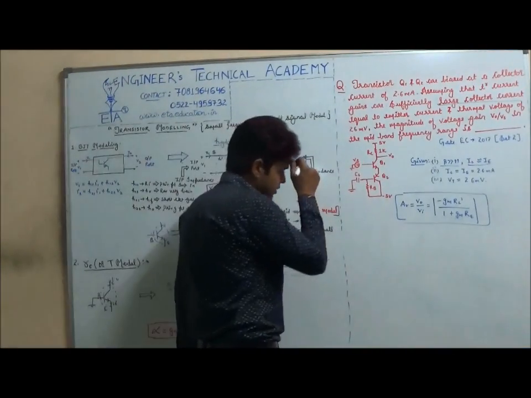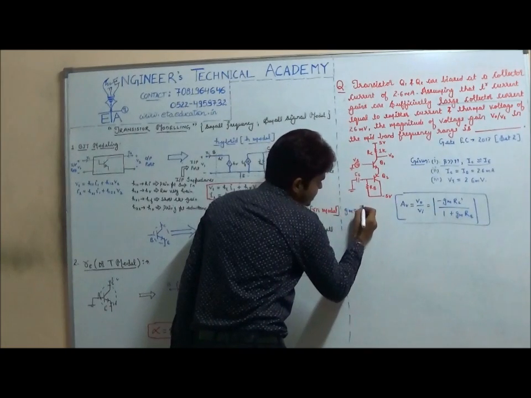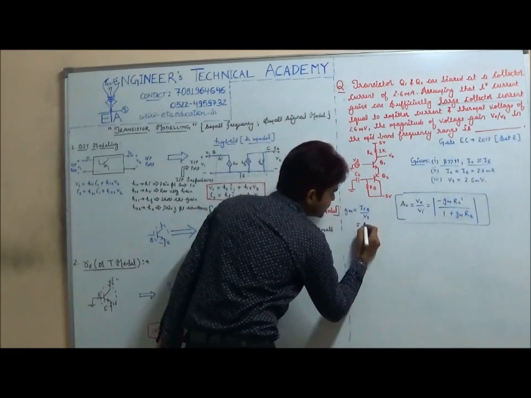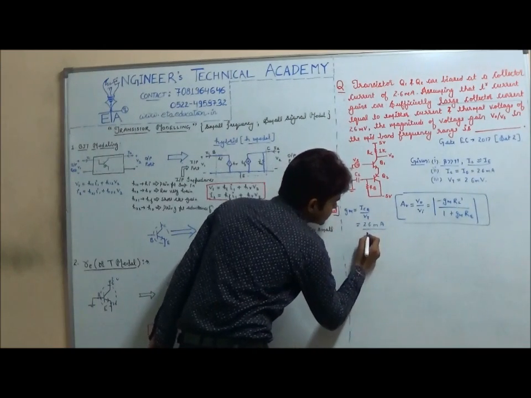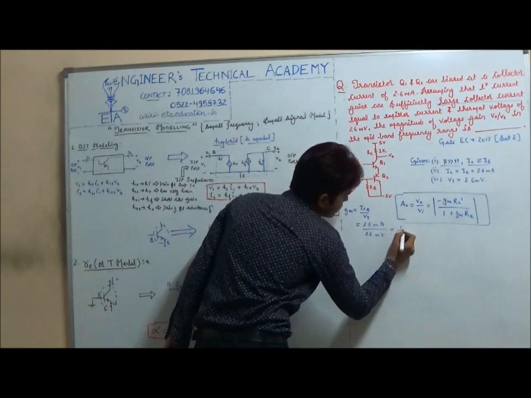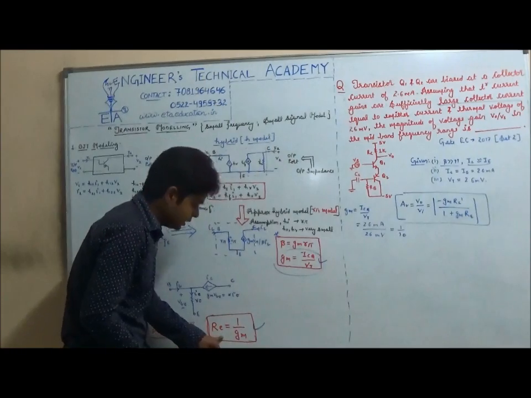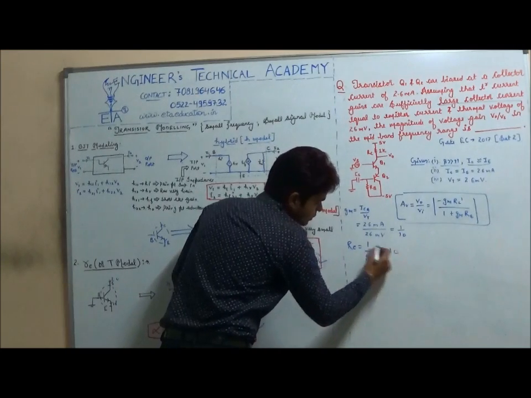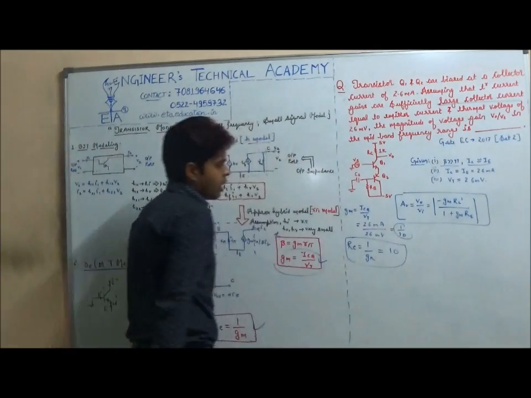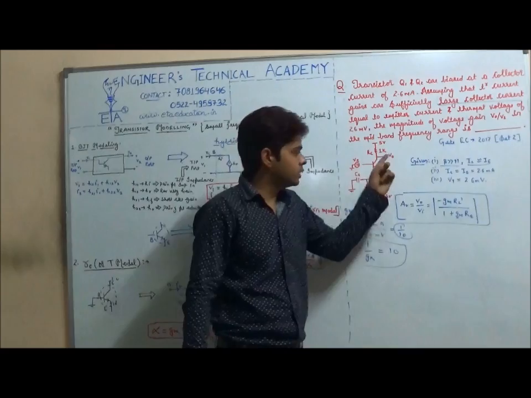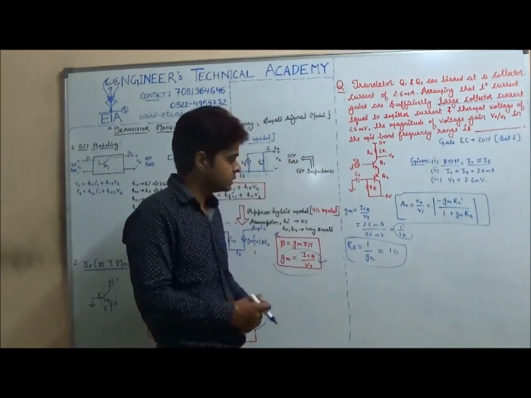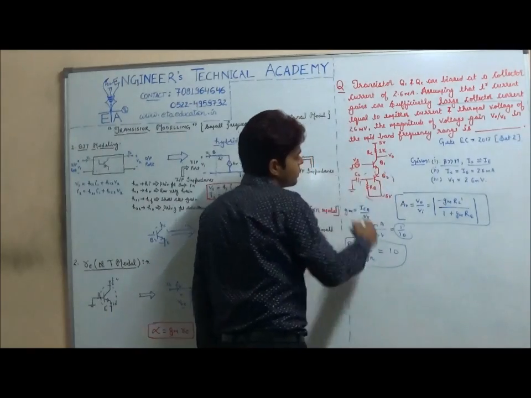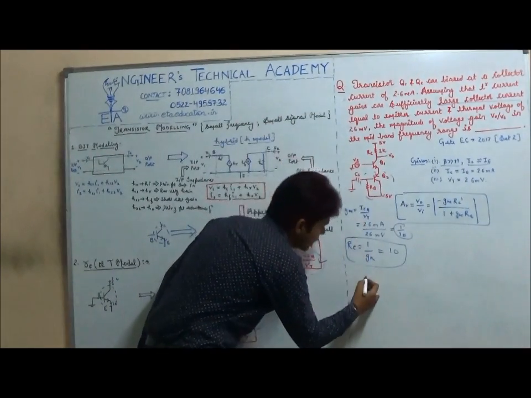GM is equal to ICQ upon VT, and ICQ is given to us as 2.6 milliampere. VT is 26 millivolt, so GM becomes 1 by 10. RE is equal to 1 upon GM, and it will become 10. So we required these two things, and now we have them. Now for RL we need to model this transistor into its model; then we can see the value of the load resistance. It is very easy now: we replace this common base transistor with its RE model, so it will look like this.